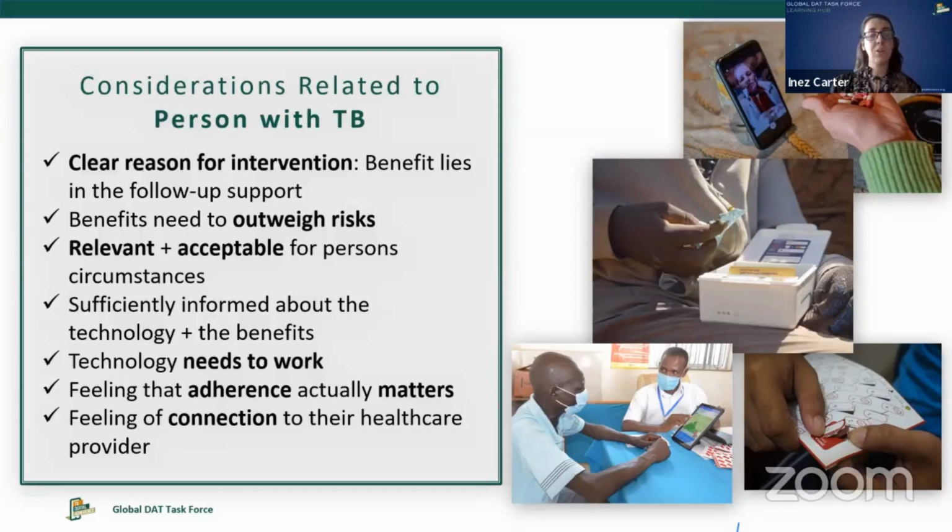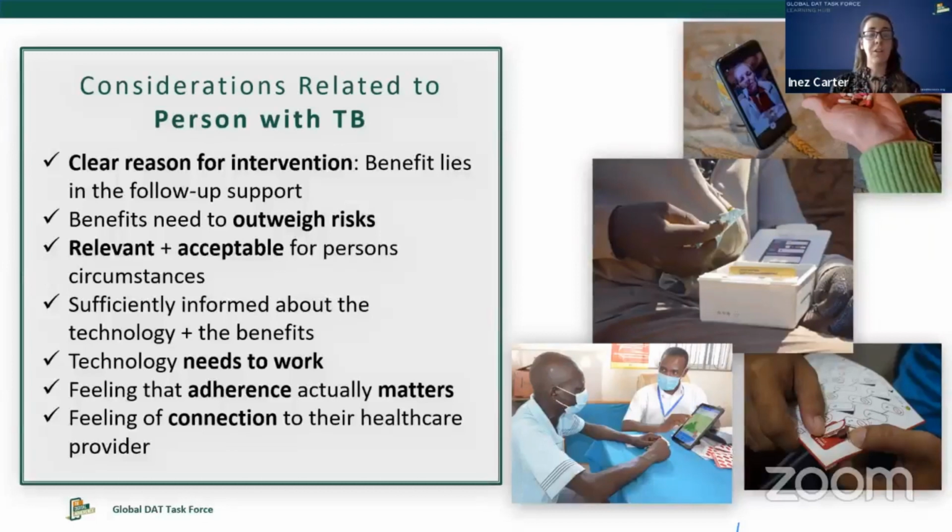Then you also need to make sure that whichever technology you're selecting is relevant as well as acceptable for the person's circumstance. So if you compare two different technologies, with video supported treatment, you would need to make sure that you have a daily electricity supply. So maybe that's not relevant for populations in a more rural setting. Whereas the pill box, for example, only needs to be charged once every few months. And so that would be more relevant for certain population group settings.